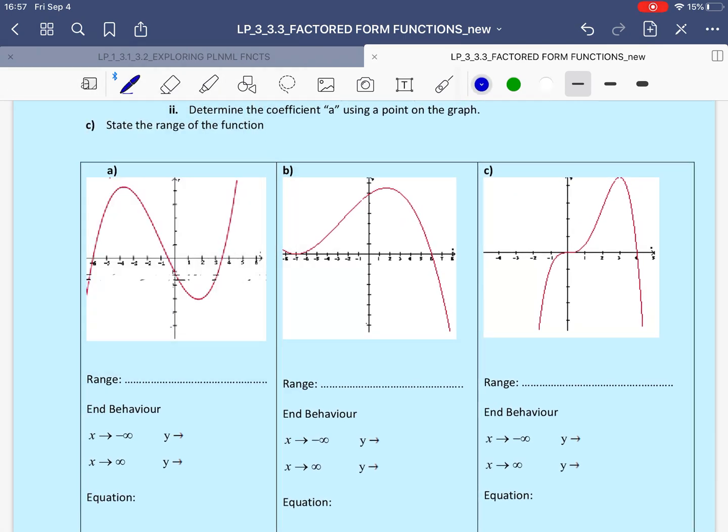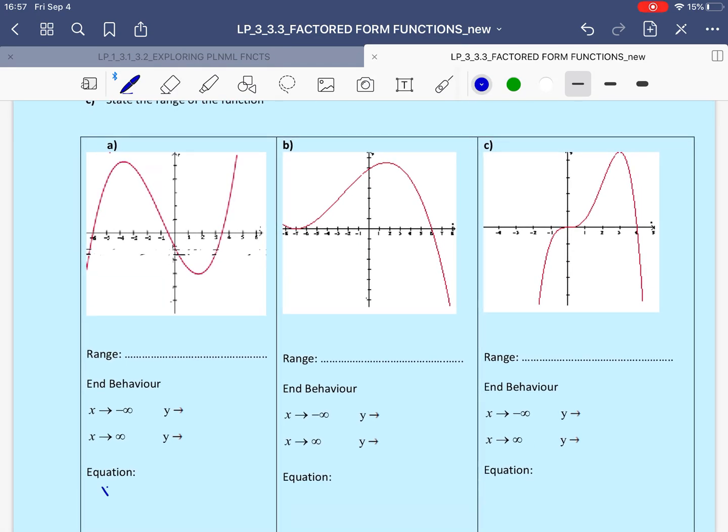So I see that this function will have a 0 at 1, 2, 3, 4, 5, 6, -6. So x plus 6 must have been one of the factors. A 0 at -1/2. So 2x plus 1 is the next factor. And a 0 at 3.5, which is 7/2, which is 2x minus 7. So this would be the equation.